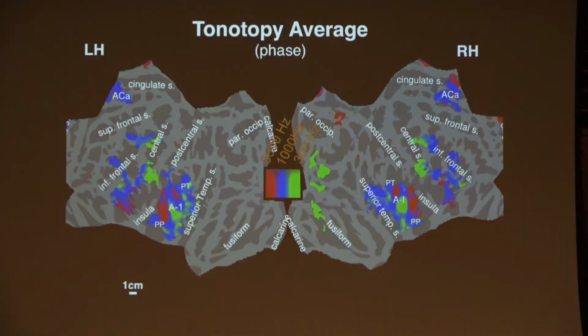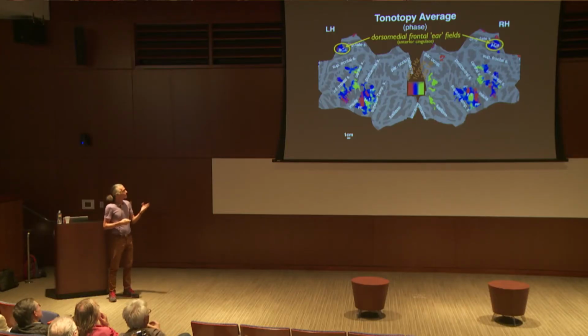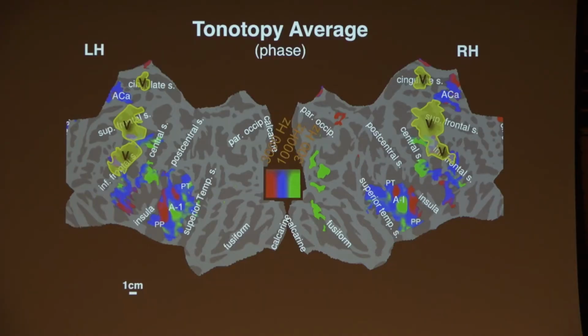Here's the tonotopy average. Notice there's the dorsomedial-frontal ear fields. I just named those. They're attached to the supplementary motor cortex. They have an auditory map in them, and they're actually activated. You'll see they're activated during reading. So if you look at the visual and frontal cortex maps versus the auditory ones, you can see that they're largely non-overlapping, even in the frontal cortex.